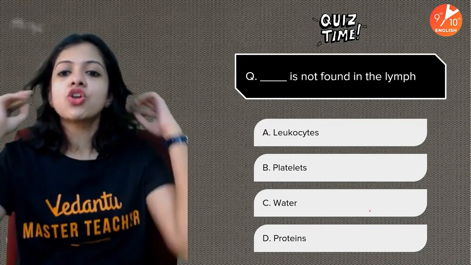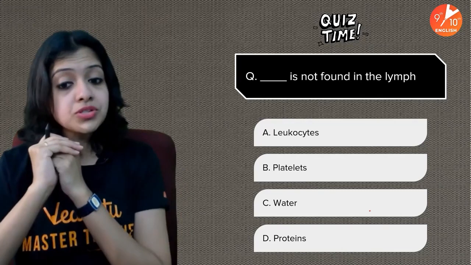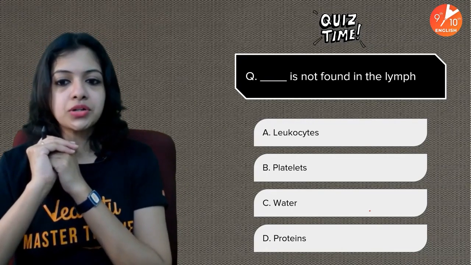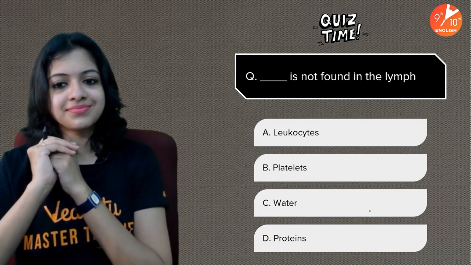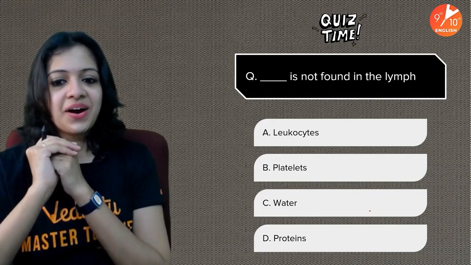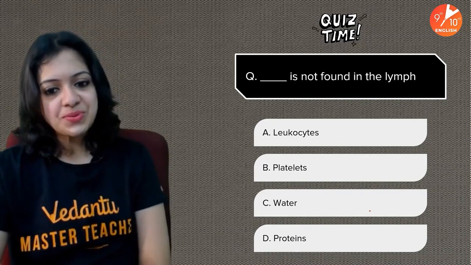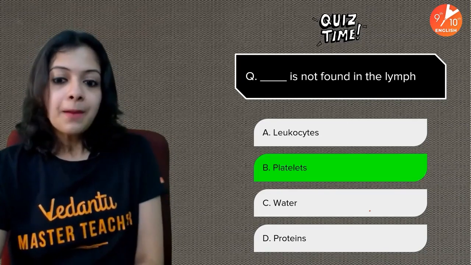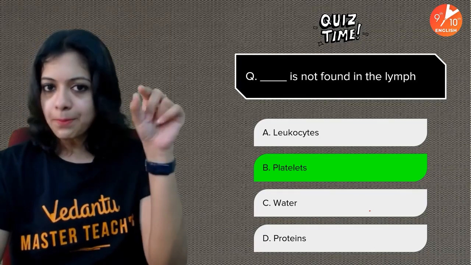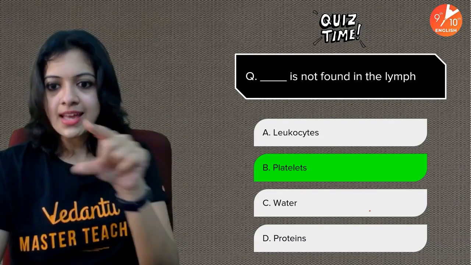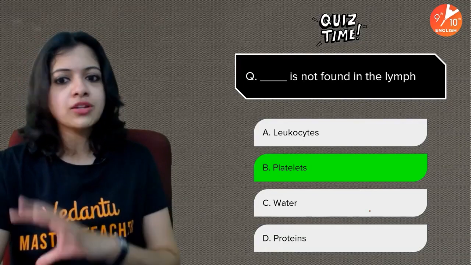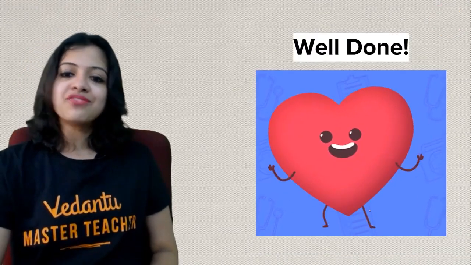Now, dash is not found in the lymph. Leukocytes, platelets, water, proteins. What is it? Not found in the lymph. All right, and your time ends in 3, 2, 1, go. Platelets become your answer because they are too big to ooze out through the pores in the blood vessels to enter into the tissue fluid. Certain small proteins can be found in the lymph, but not the very large ones. Very, very well done.